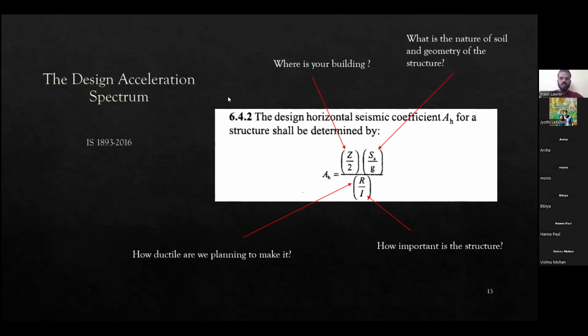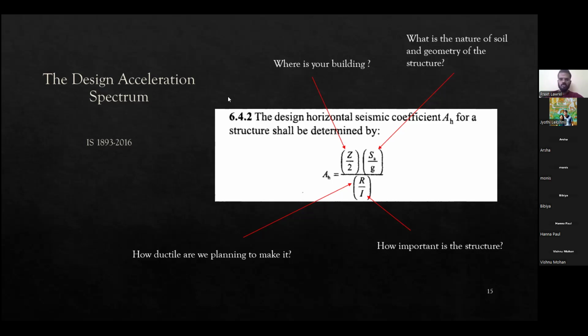So if somebody ever shows you a building and asks, do you think this building is seismically prone? You need to ask these four questions. You need to find out where the building is. You need to find out what type of soil is below the building. You need to find out the geometry of the structure. How tall is it? What would be the natural time period? You need to find out what type of framing has been done in the building. Are the beams and columns normally designed, or are they ductile?